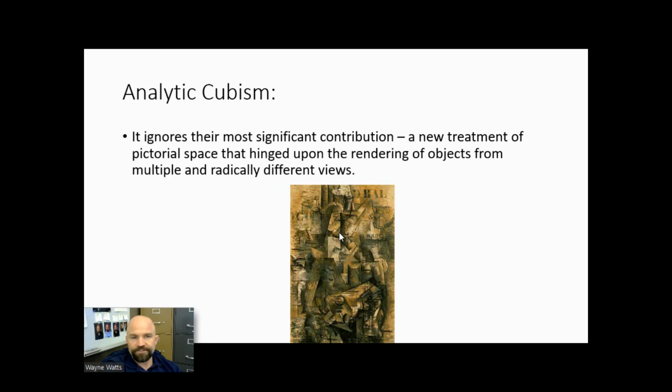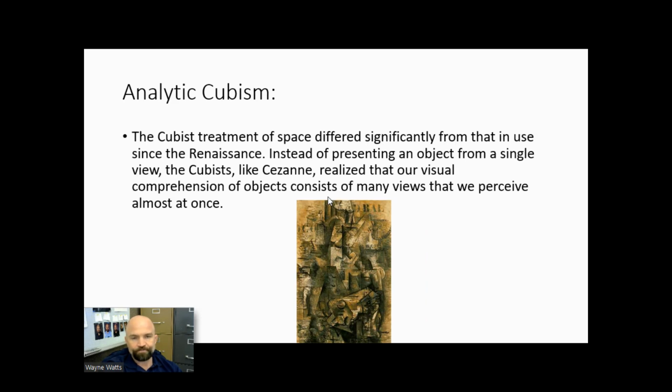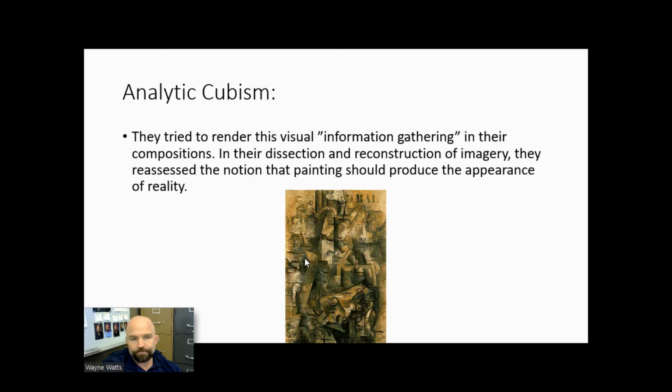It ignores the most significant contribution, a new treatment of pictorial space that hinged upon the rendering of objects from multiple and radically different views. The Cubist treatment of space differed significantly from that in use since the Renaissance. Instead of presenting an object from a single view, the Cubists, like Cézanne, realized that our visual comprehension of objects consists of many views that we perceive almost at once. They tried to render this visual information gathering in their compositions, in their dissection and reconstruction of imagery.